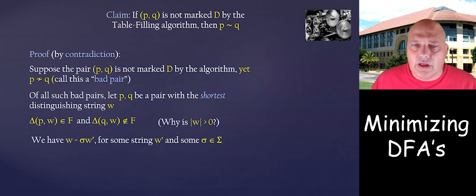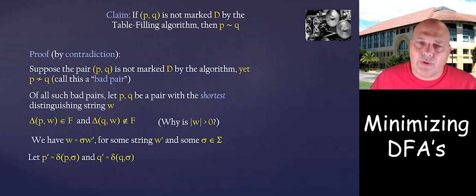So W is non-empty, so we can rewrite it as sigma W prime for some string W prime. W prime can be empty. And for some sigma, which is an alphabet symbol. And now I want to look, so P and Q are bad pairs. I want to look at P prime and Q prime, which are the states you reach from P and Q on sigma. There are two options.